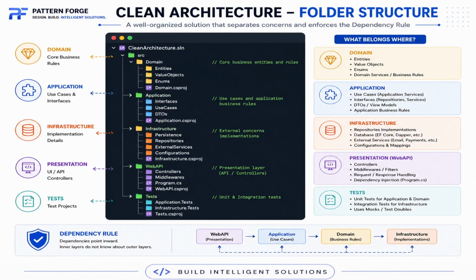And finally, we have the presentation project. This is the entry point of our application. It could be an ASP.NET Core Web API, an MVC application, a Blazor application, or even a mobile application. Its responsibilities are simple: receive the request, pass it to the application layer, and return the response. It should never contain business logic.